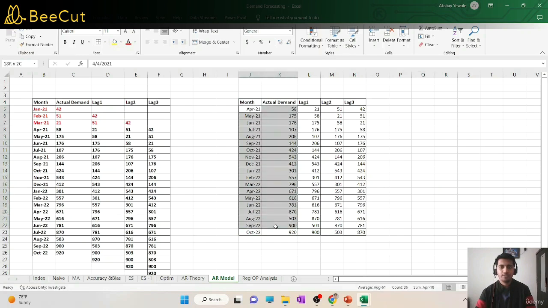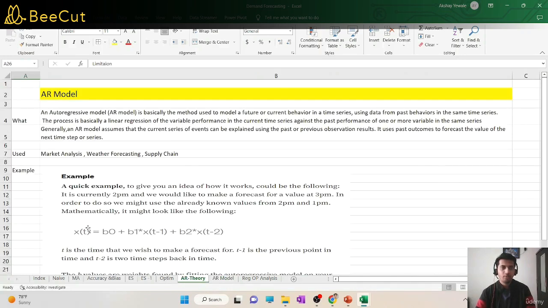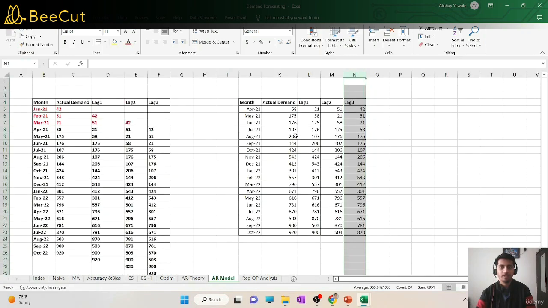You have your sales and you have lag 1, 2, 3. So in autoregressive model, as we discussed in the theory, here's the formula. We try to relate the prediction to the past data, t minus 1, t minus 2. So these are called lags. So here we will be relating 58 to the previous three lags, which are 21, 51, 42. And similarly 175 will be related with 58, 21 and 51. So here are these 3 points.